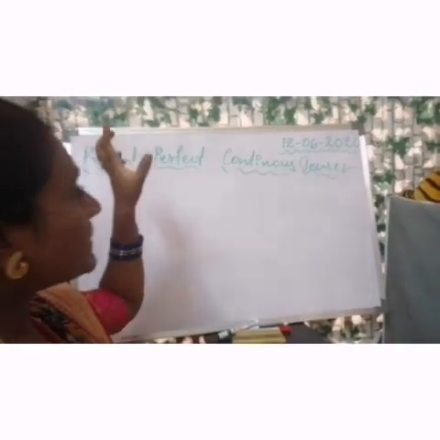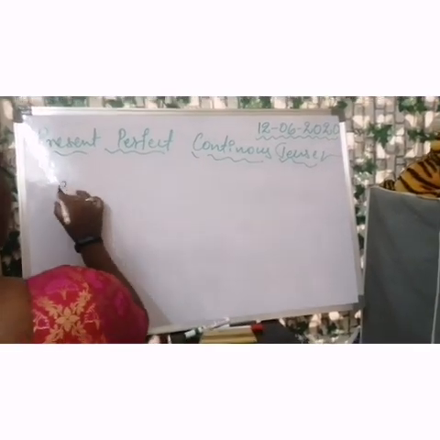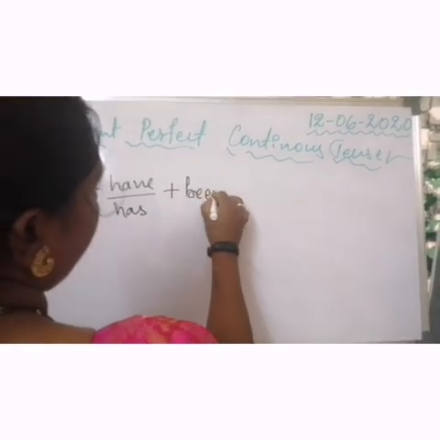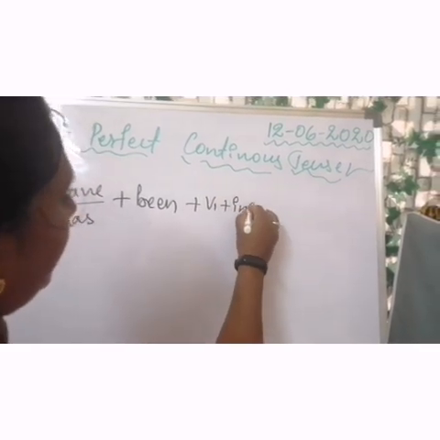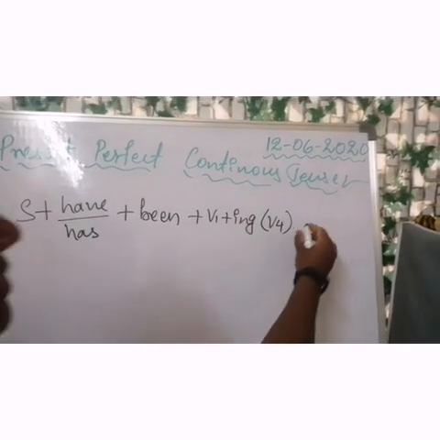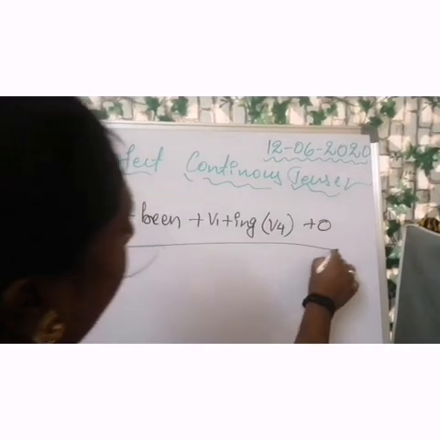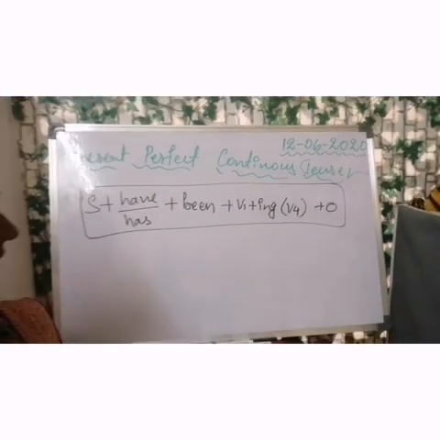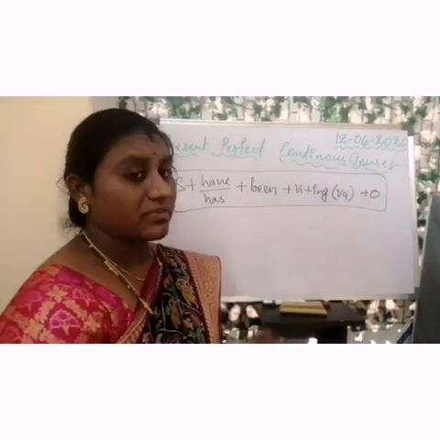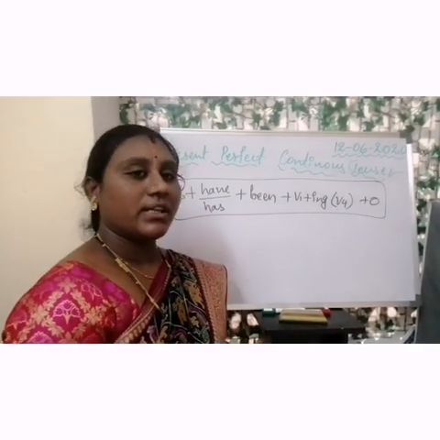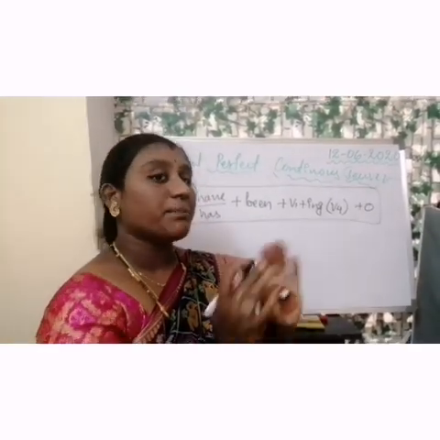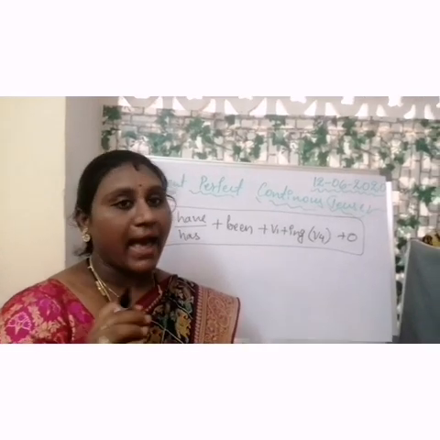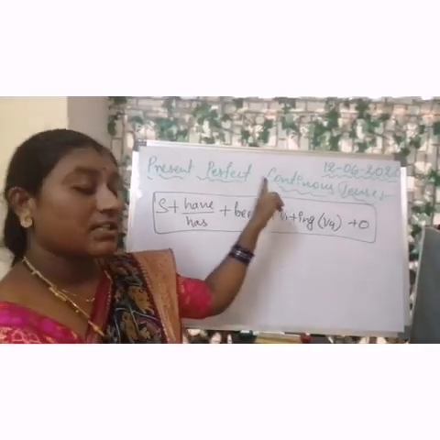So the structure of this present perfect continuous tense is subject plus have, has, plus been, plus V1 plus ing. That means V4 plus object. So this is the structure for present perfect continuous tense. And when do we use this tense? Whenever the action took place in the past but still it is going on, still it is continuous, such kinds of actions can be referred to under this present perfect continuous tense.